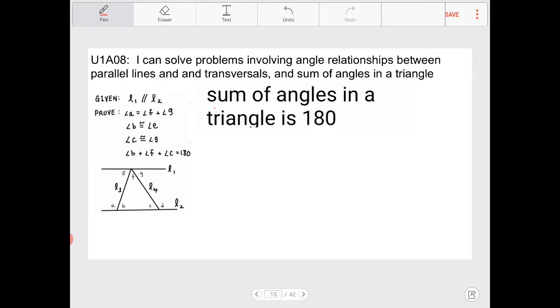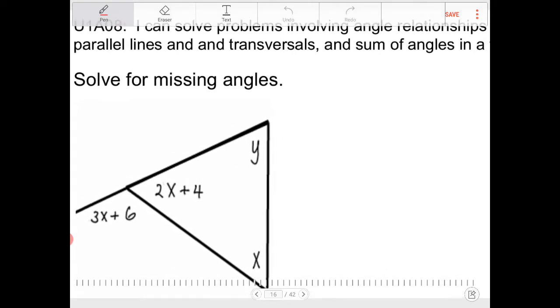Okay, so this is the summary right here. The sum of angles in a triangle is 180 degrees. And we are going to capitalize on this fact because now we have another theorem to play around with. So we moved away from a postulate, and now we have our first theorem. All right, so let's take a look at this.